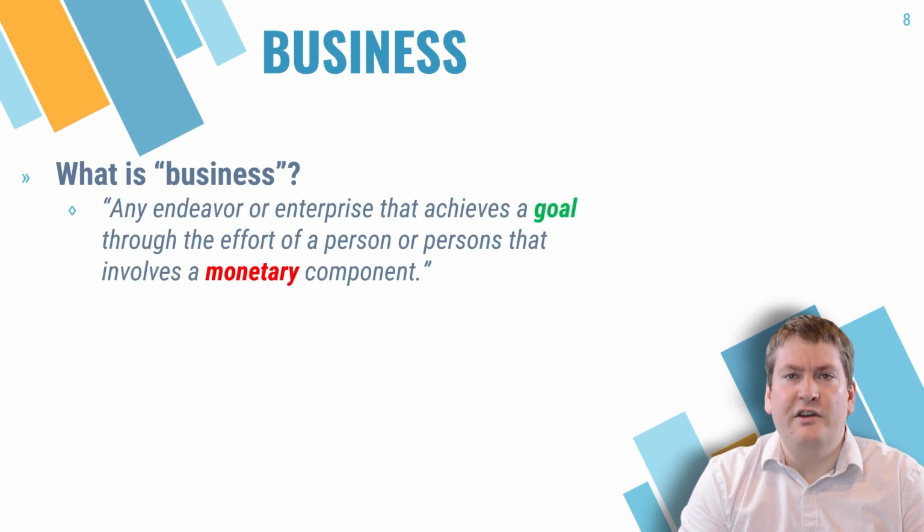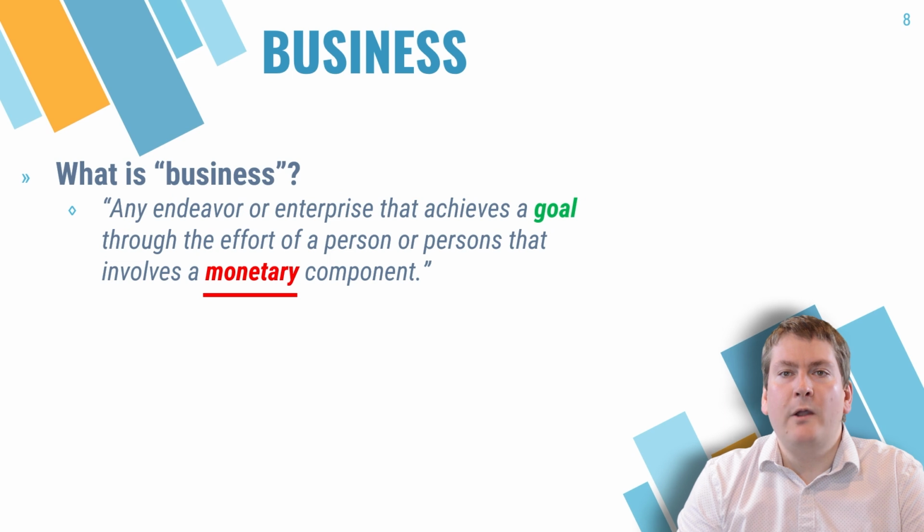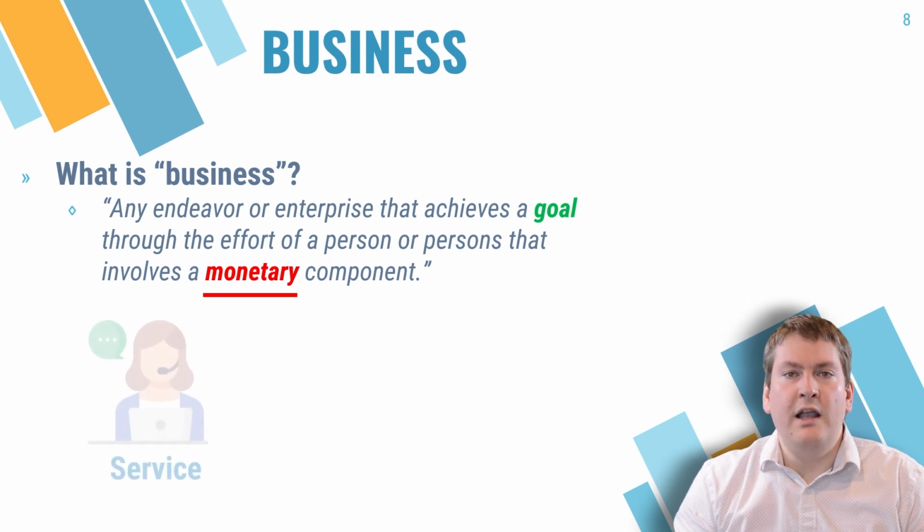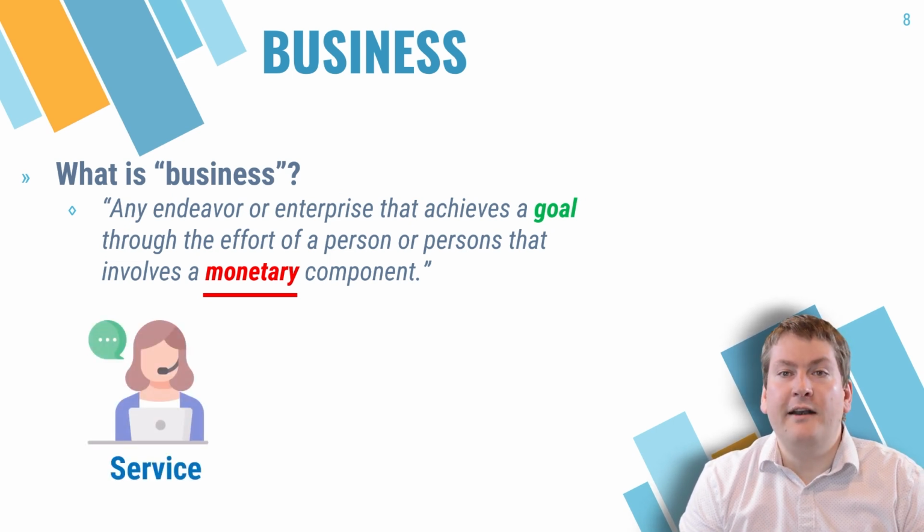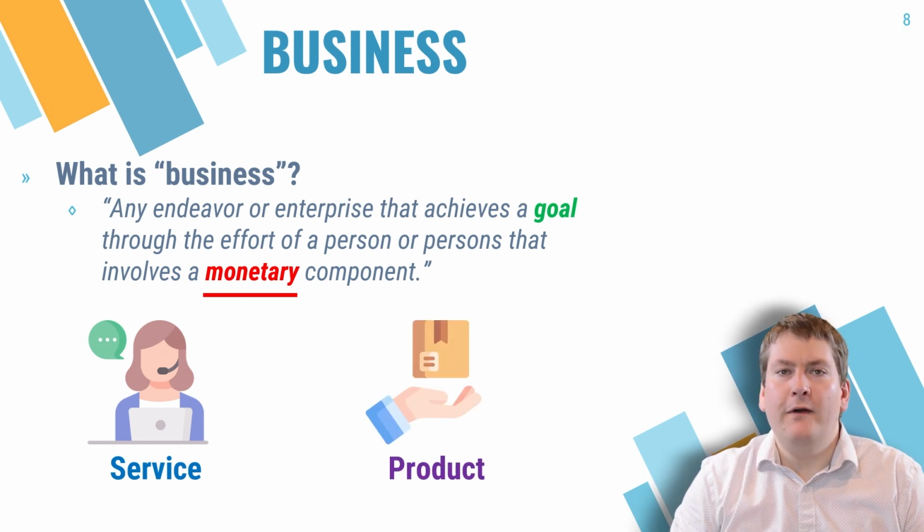So the textbook gives a definition of business as any endeavor or enterprise that achieves a goal through the effort of a person or persons that involve a monetary component. The key here is monetary component. Without money, we are just doing a hobby or maybe starting a club. Once money is involved, it becomes a real business. This business could be selling a service, such as technical support, accounting services, or even something as simple as dog walking. Or it could be selling a physical product that is sold directly to consumers or another company. In either case, the important part is that money is involved.